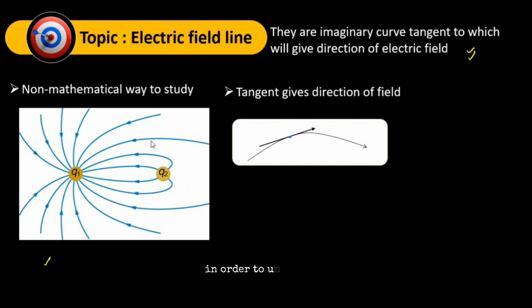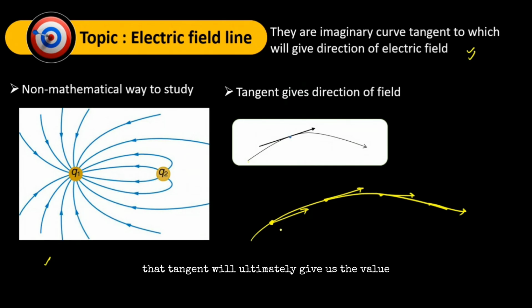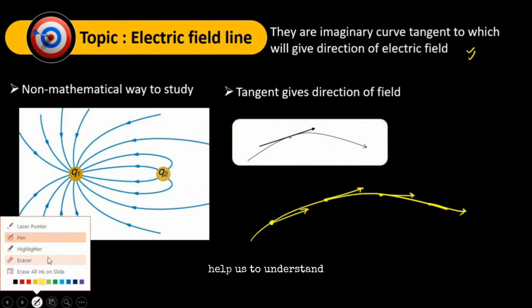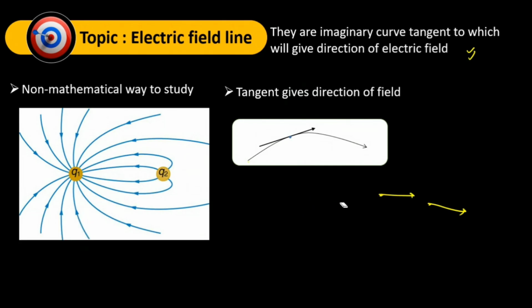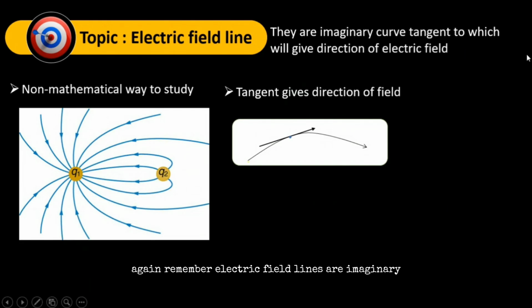But in order to understand how the field actually takes place, we simply calculate the tangent. Tangent means we find the direction of the field by drawing the tangent. For example, suppose the field is going this way. At any point you have to find the direction, you draw the tangent. And that tangent will ultimately help us understand the direction of the field. So again, remember, electric field lines are imaginary curves.